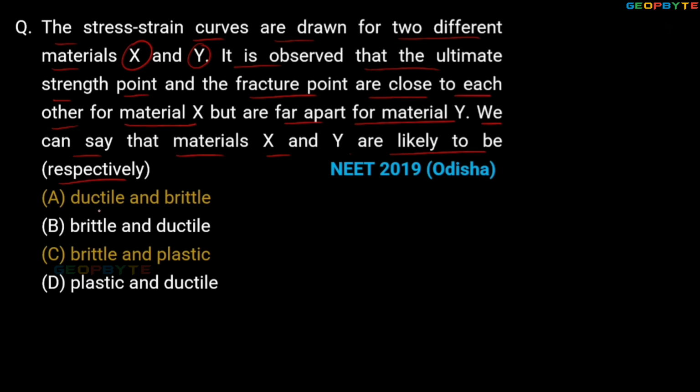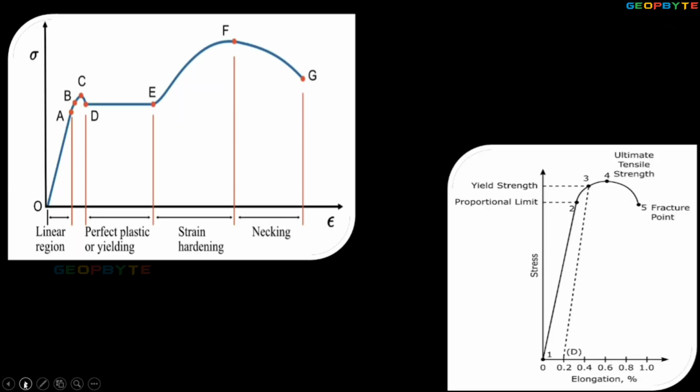Look at the different options. Ductile and brittle, brittle and ductile, brittle and plastic. Option D, plastic and ductile. For that, let us take the stress strain diagram for two different materials. The first one is for ductile material, and the other one is for brittle material.